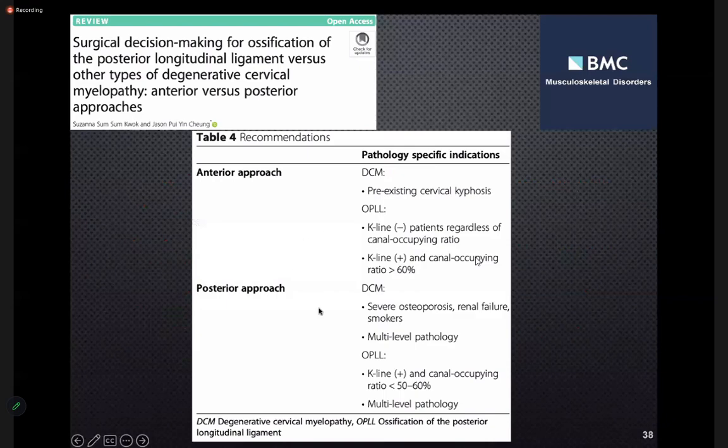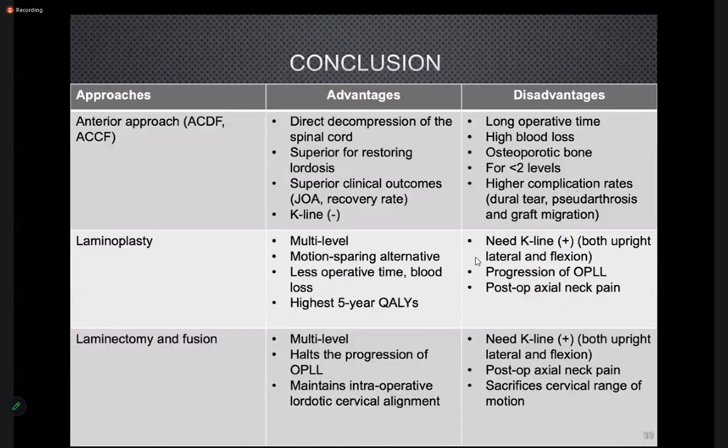And this table summarizes the main results of this study. And in conclusion, I would like to summarize some advantages and disadvantages of the different approaches. For the anterior approach, we have ACDF and ACCF. These have the advantages of direct decompression of the spinal cord, superiority for restoring lordosis, and superior clinical outcome, JOA score, and recovery rate, and can be used in the patient with K-line negative.